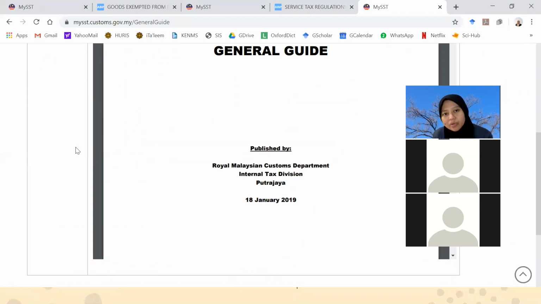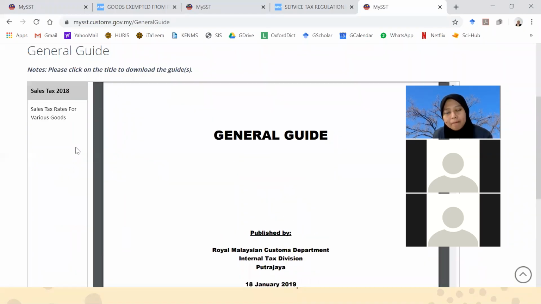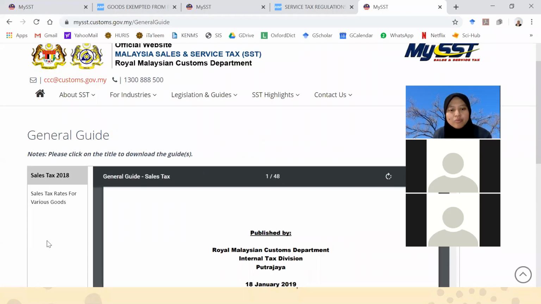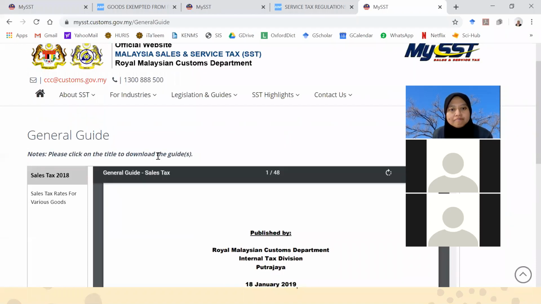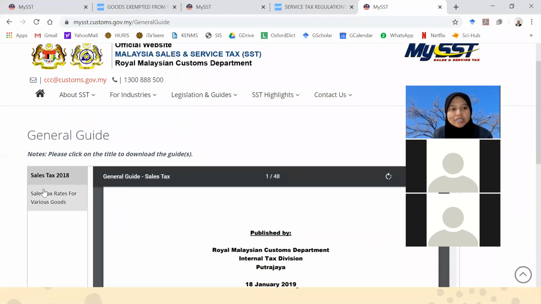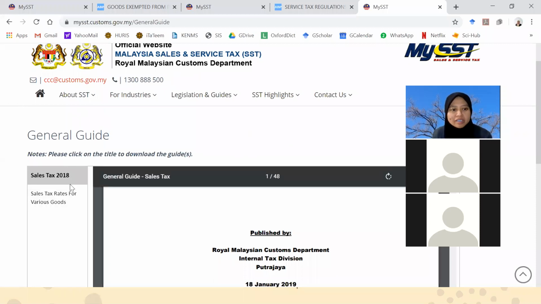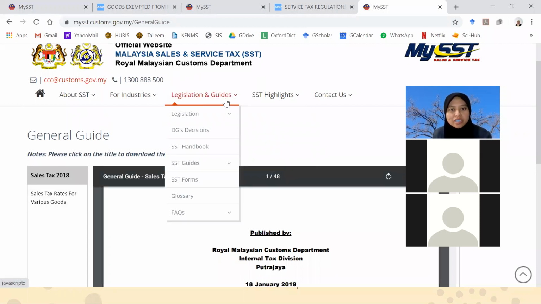The general guide is quite easy to understand. It's just that this one is not so updated. During GST time, they update very frequently, every few months. They don't put the service tax here. I found it somewhere, so I have put in your Google Drive. But as I showed you just now, it was not updated.